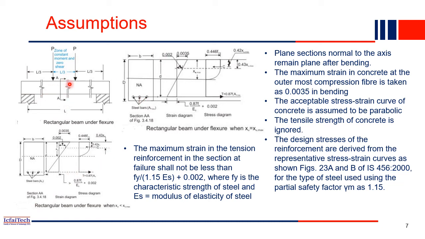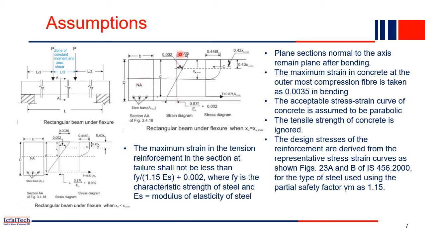So see here at section AA, I have taken a section. If you take a cross section, this is the cross section of a singly reinforced beam we are considering, meaning the reinforcement is there only at the bottom. There is no top reinforcement or compression reinforcement. Now if you draw a stress diagram or strain diagram for this beam, how will it be?